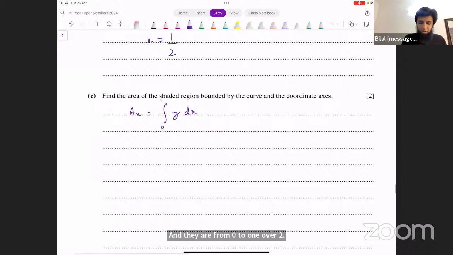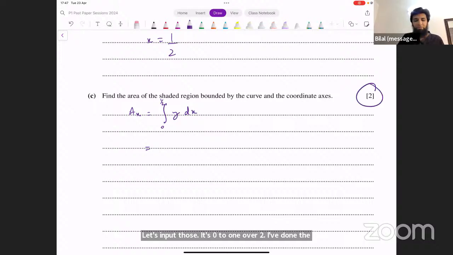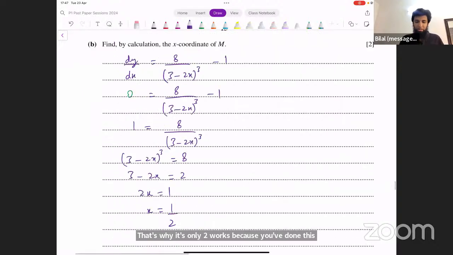0 to 1 over 2. Now you've done this integration before. You don't have to do all of that again. That's why it's only 2 marks, because you've done this integration in the first part already. Let's put that function here.